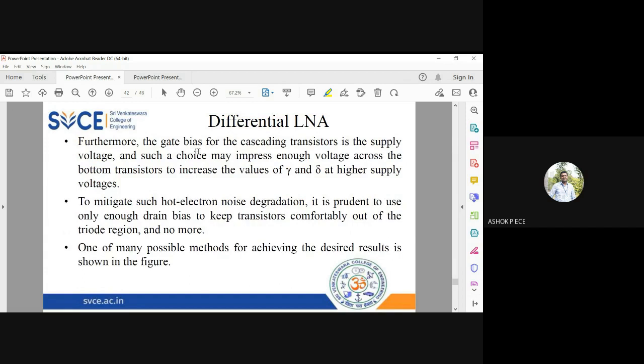So for biasing, what biasing circuits am I going to use? I'm going to use different supply voltages at the gate side and source side, and the gamma and delta values that I choose for the MOSFET. All these are going to determine the noise performance of a differential LNA. So one of the possible methods to achieve the desired results is shown in the figure.